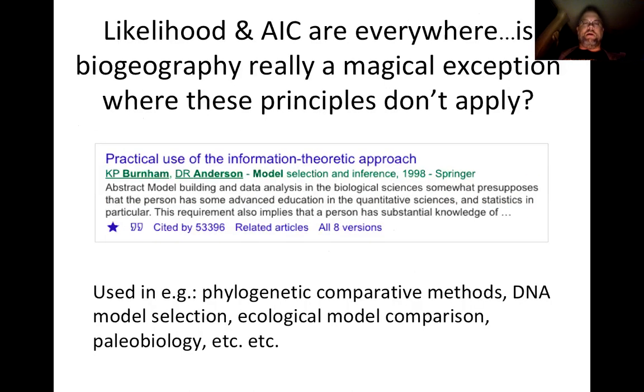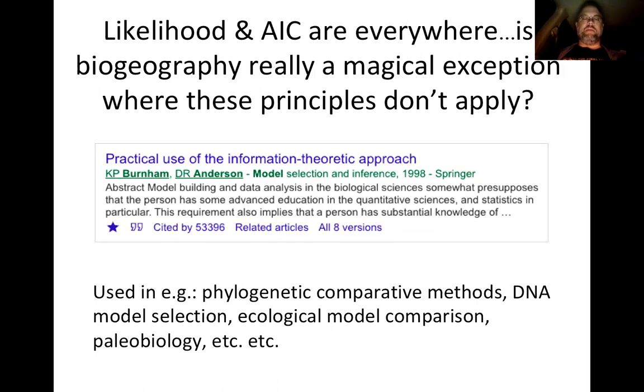All right, so I've made that point here. Burnham and Anderson, the sort of Bible of statistical model comparison with AIC, has over 50,000 citations. It's actually a problem for the field of biogeography if we all decide that we can just go do something different. We're kind of operating in defiance of the rest of the statistical inference world.